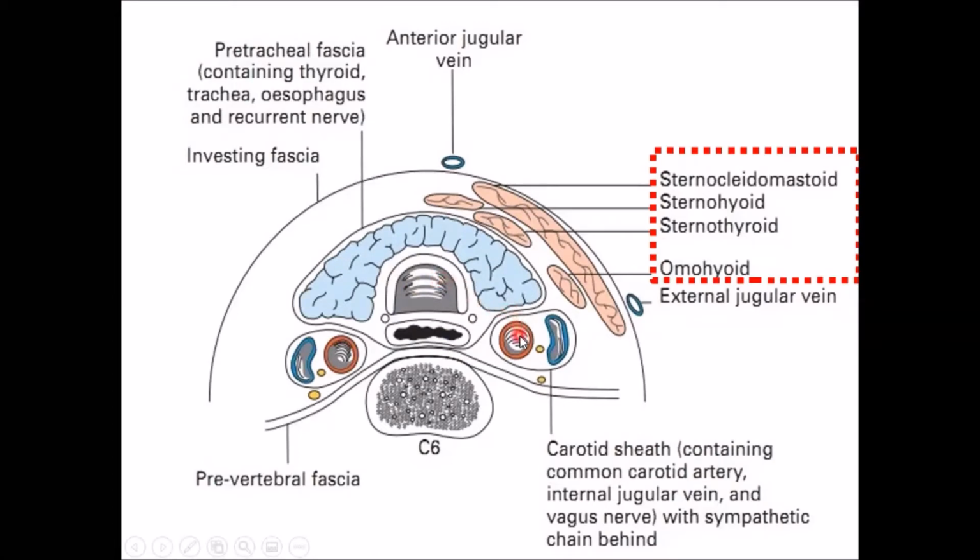And in the posterolateral aspect of this thyroid gland, there comes the carotid sheath, which contains the common carotid artery medially, and internal jugular vein laterally, and vagus nerve in between, with the sympathetic chain behind that. And the most posterior aspect of the neck is the prevertebral fascia, which is lying anterior to the vertebral column.